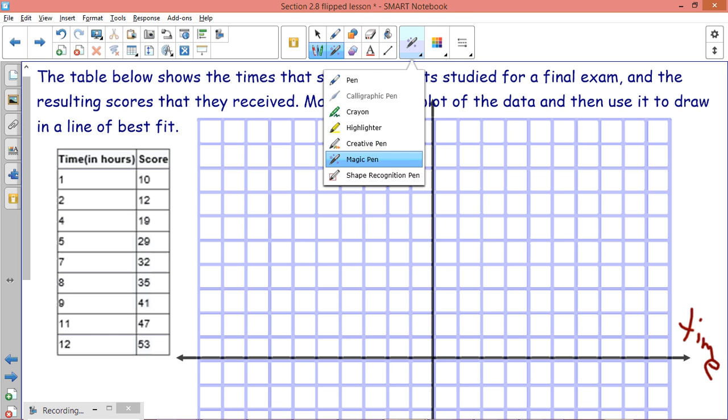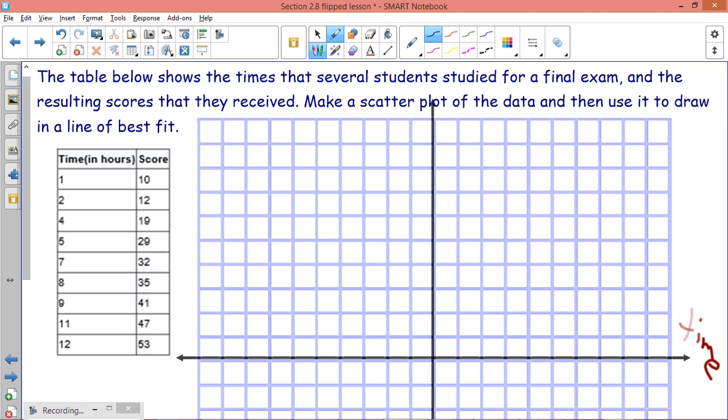And I should probably do this in a permanent pen. So time is going to go there. And on the y-axis, I have my score. And I need to figure out what numbers I need to fit on this graph to know what scale to make.